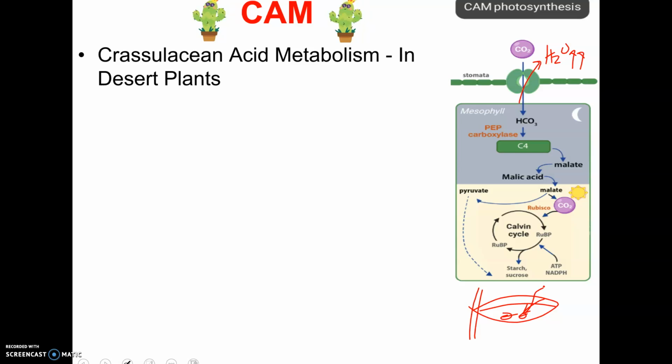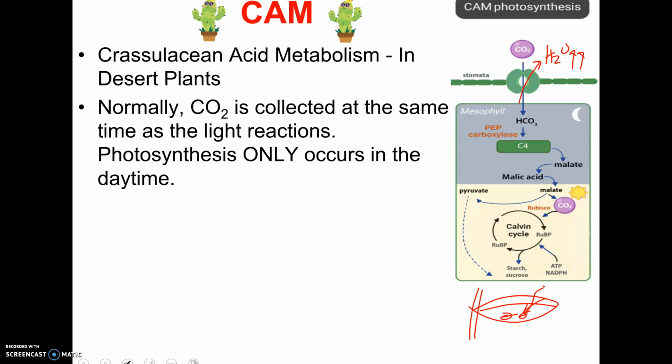So what they do, interestingly, is something called CAM, or crassulacean acid metabolism. Normally, the carbon dioxide is collected during the day, because remember I told you that you can't store the ATP, you can't do photosynthesis at night. So normally, the light reactions and the Calvin cycle are happening at the same time. In CAM, they're still happening at the same time, but the plant collects all its CO2 at night when it's cooler, and that way it's not going to lose a lot of water. It stores it as an acid called malic acid, and then during the daytime, it still does the Calvin cycle during the day, like regular photosynthesis, but it doesn't have to open its stomata.